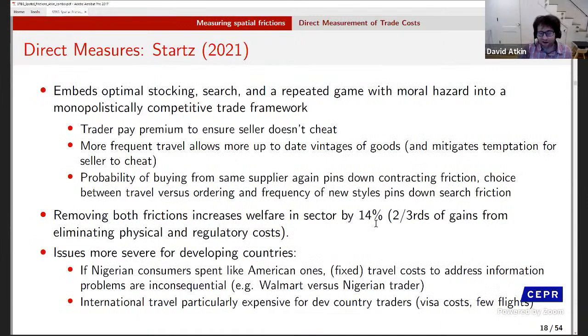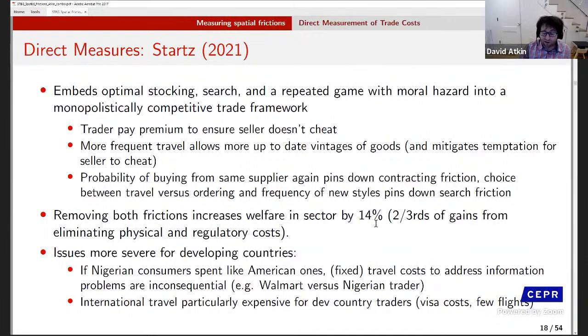And so, starting to think about measurement here, going beyond direct measurement, Meredith writes down a model that's going to allow her to back out the relative importance of these two frictions. And to do that, she's going to take a monopolistic competition framework of trading firms and add a stocking problem. How much do I want to buy? There's a fixed cost of each purchase, so how much stock should I hold?